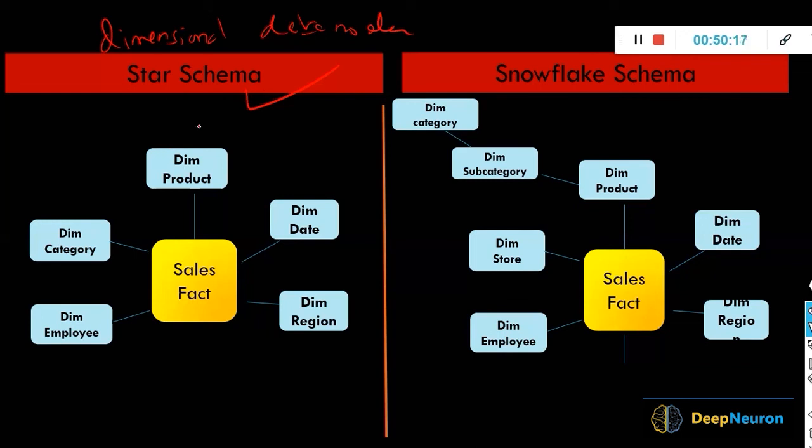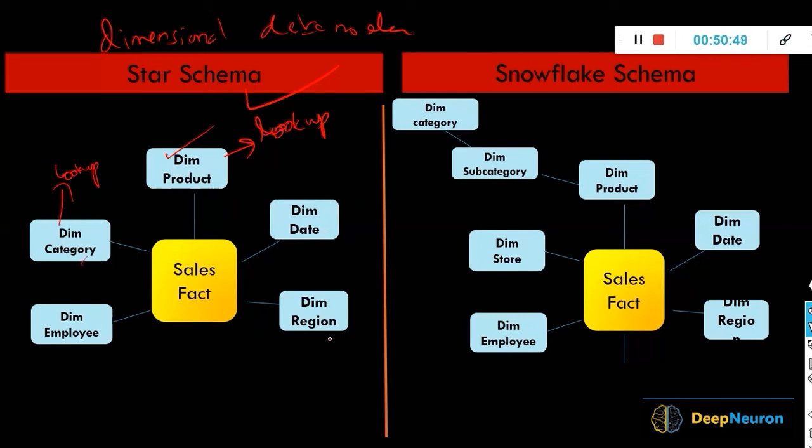These dimension tables are also called lookup tables. When you work with your customers, Americans or UK people, they use this term lookup table. Did you do a lookup? Which lookup table did you use? Don't get confused. Lookup tables are nothing but dimension tables. The formal term is dimension table. We don't say product lookup table. Instead we say product dimension, category dimension, employee dimension, region dimension.